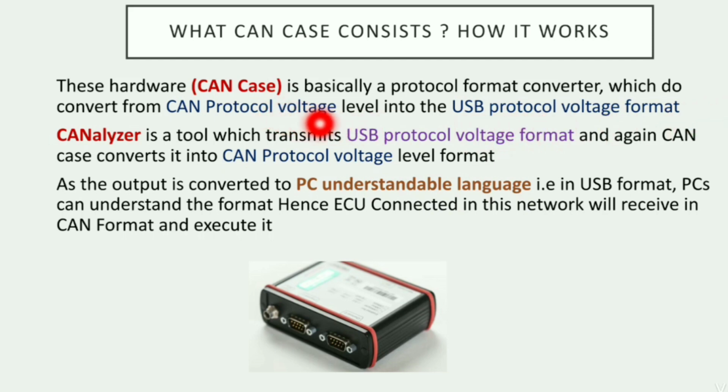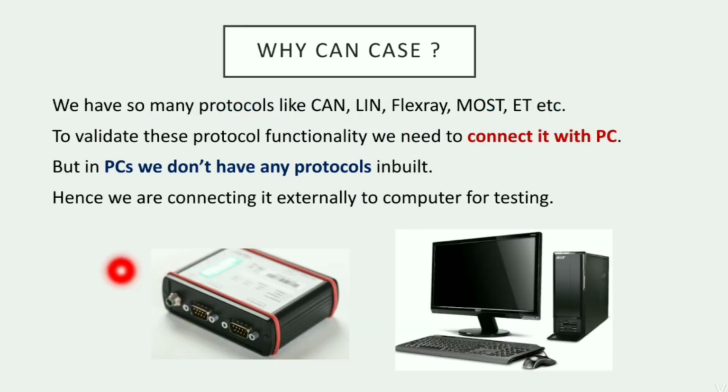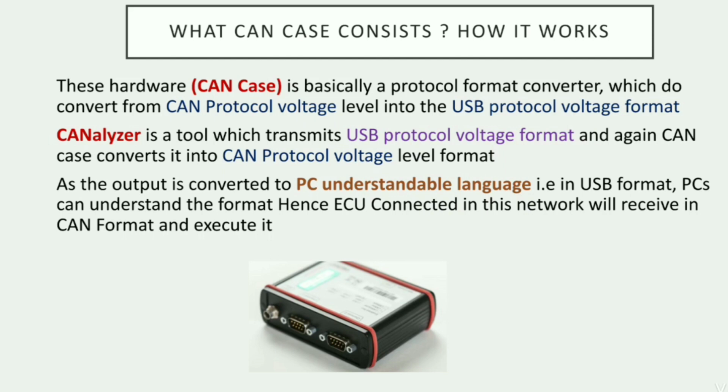So these two formats are different, like how we can say it's a JPG format and a GIF format in the picture. In the same way, for the protocol, that is the data transmission, the CAN protocol voltage level and the USB protocol voltage format are different. So this CAN case hardware will convert the CAN protocol voltage level to the USB voltage format. Anyhow, we'll see that in the upcoming slide.